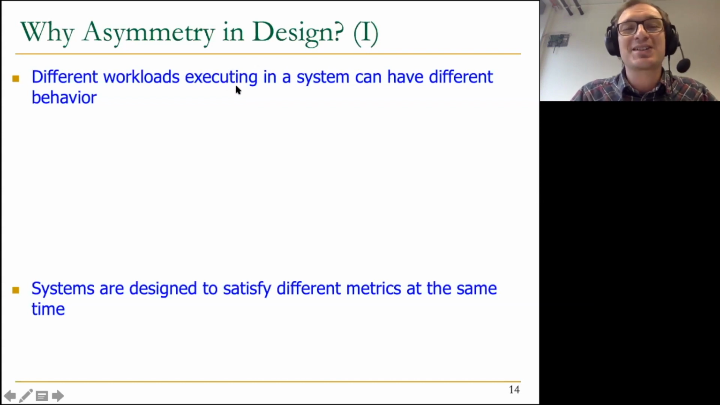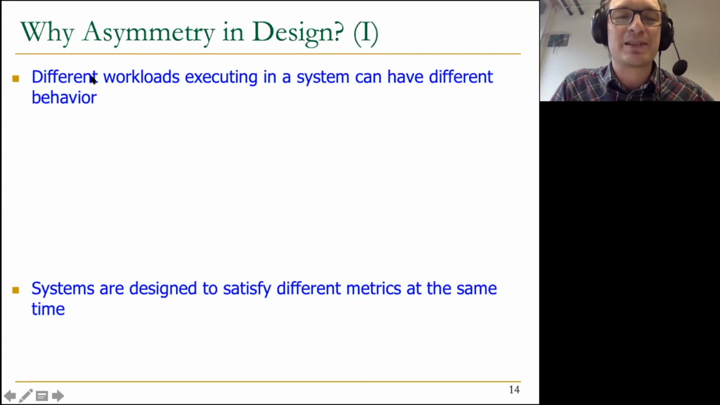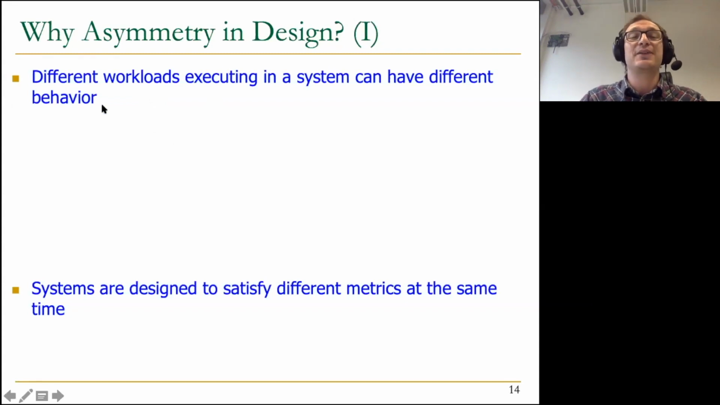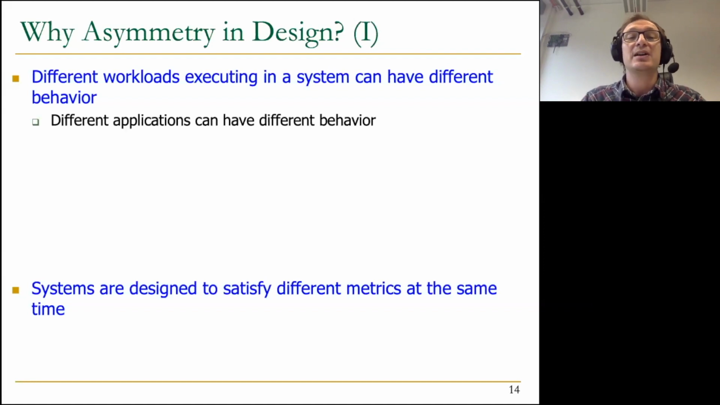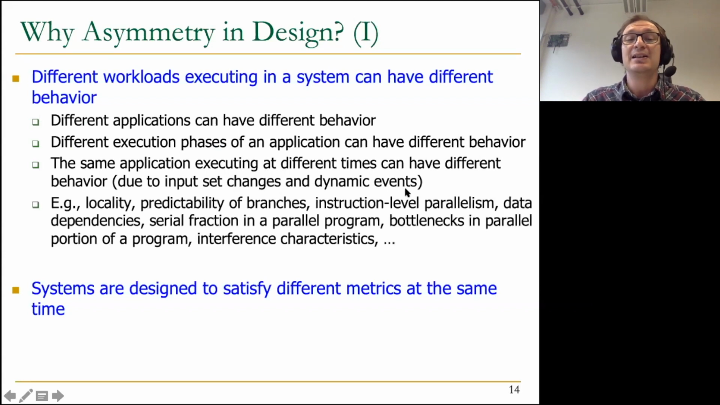Okay, why do we want asymmetry in design, basically? I think the answer is twofold: workloads and metrics in the end. And maybe operating conditions, you can also add this, but it's fine. Essentially, the first one is that different workloads executing on a system can have different behavior, and a single application can have different behavior in different phases of execution also, clearly. Different applications clearly have different behavior. Different execution phases of an application can have different behavior. The same application executing at different times can have different behavior due to input set changes and dynamic events, clearly.